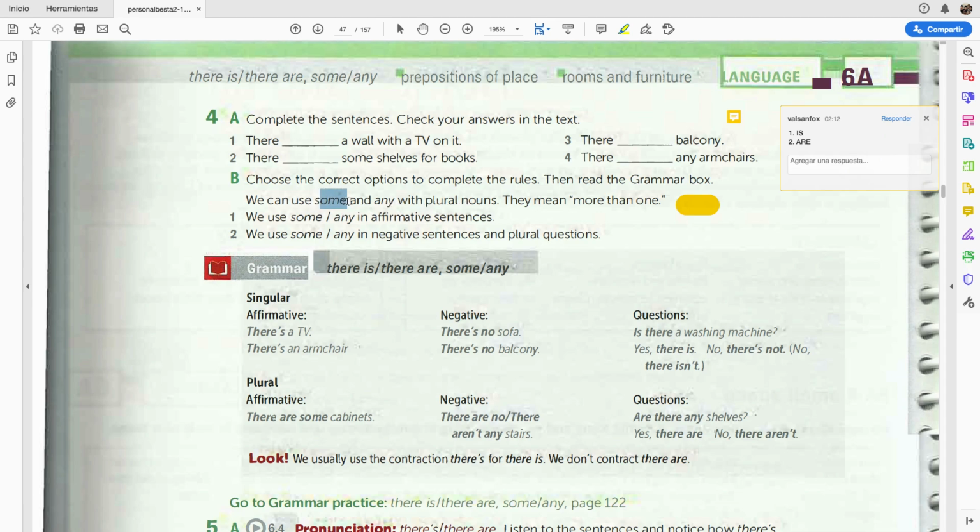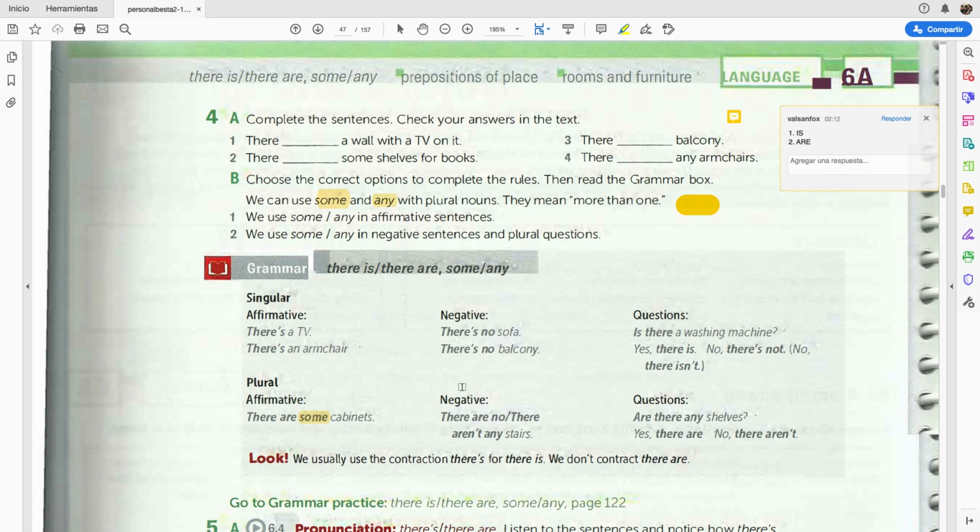Yes, that's okay. Some and any with plural nouns. They mean more than one. Yes, as I told you before. You say there are, for example, here, look, there are some chairs, or there are some cabinets. Of course, as I told you at the beginning, if you know the number, you can say there are 2 cabinets, there are 3 cabinets, there are 4 cabinets. But since you don't know the exact number, you can say there are some. Okay?